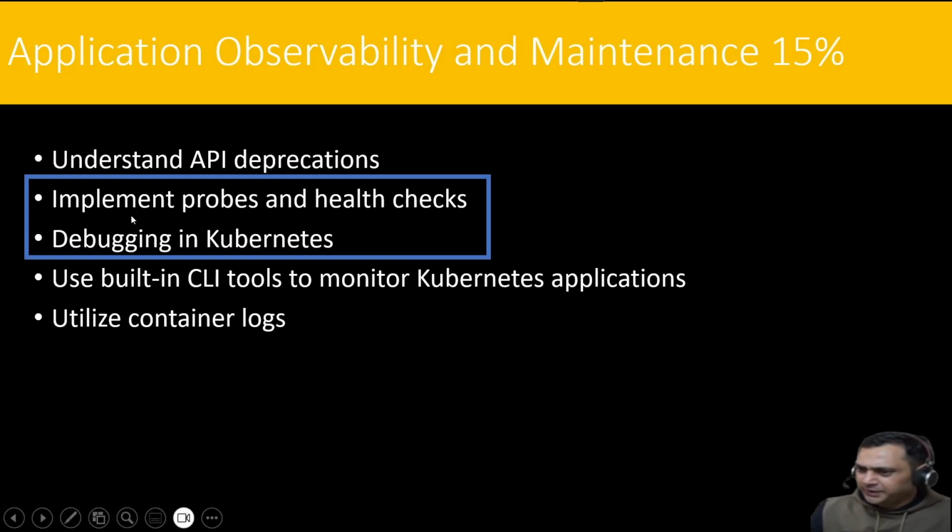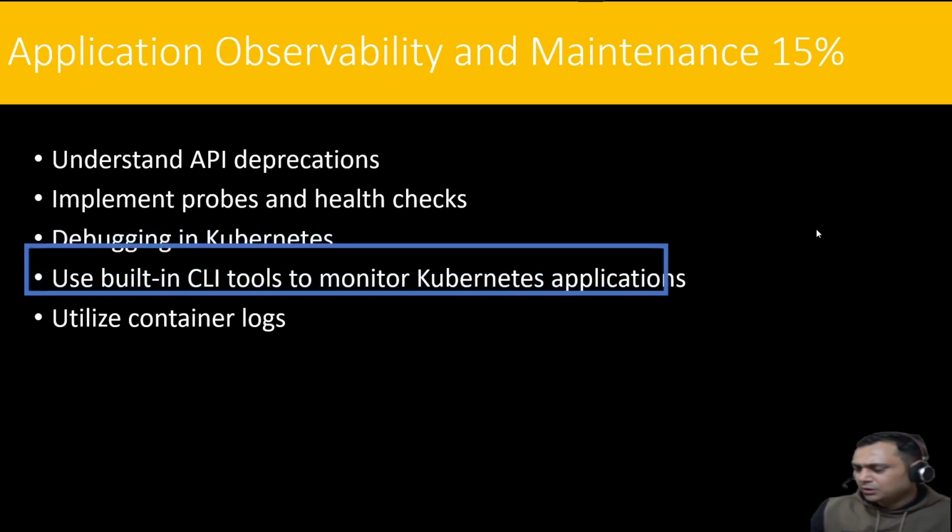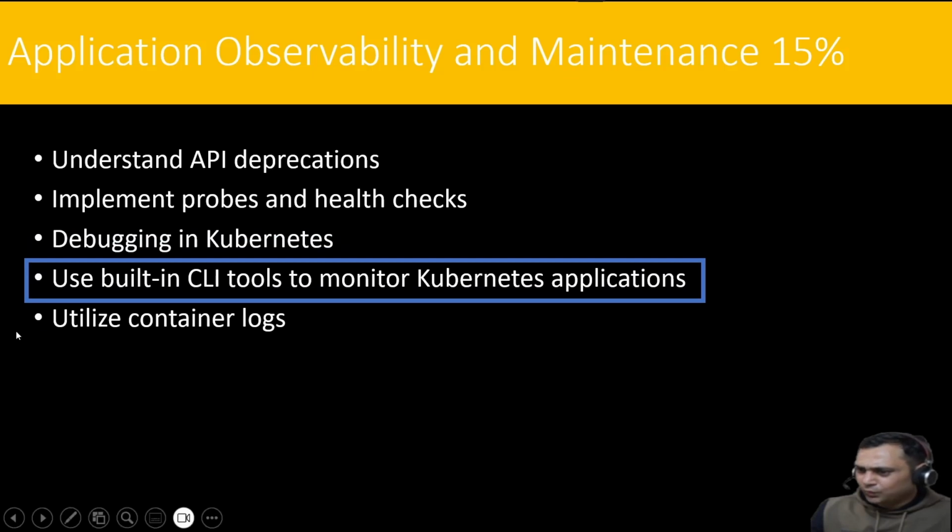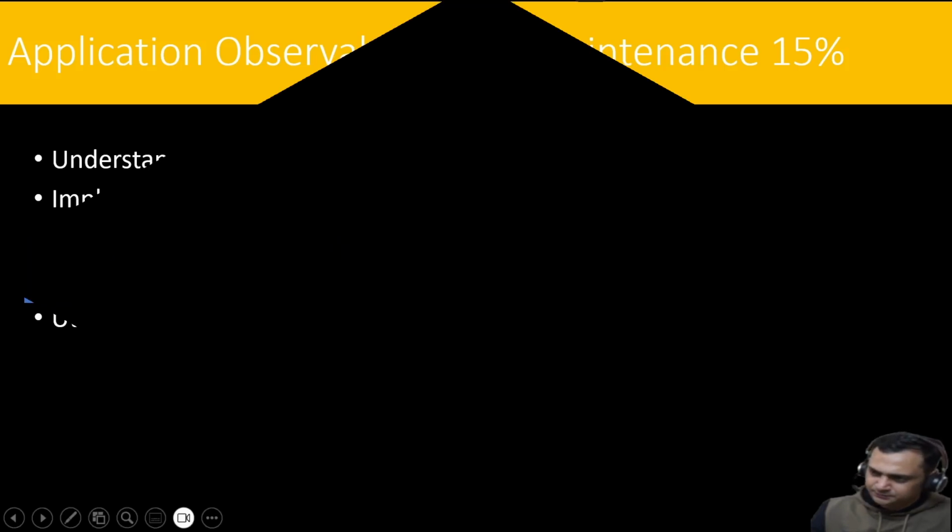Now we have completed implementing probes and health checks and debugging. We also did the debugging of why this is not working here. The third topic would be using built-in CLI tools to monitor Kubernetes applications.